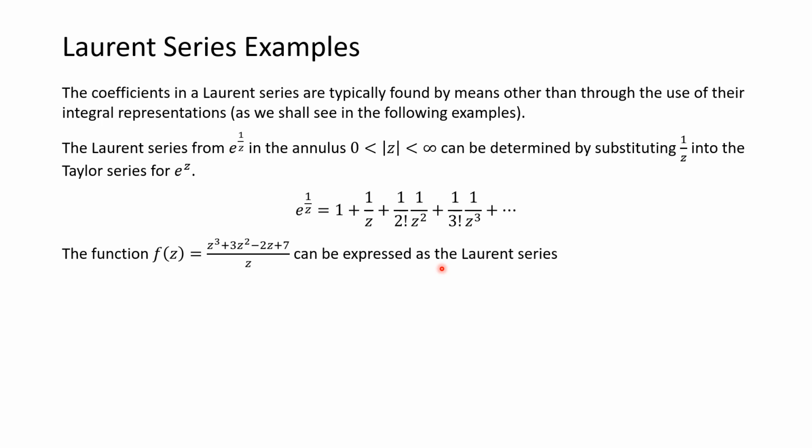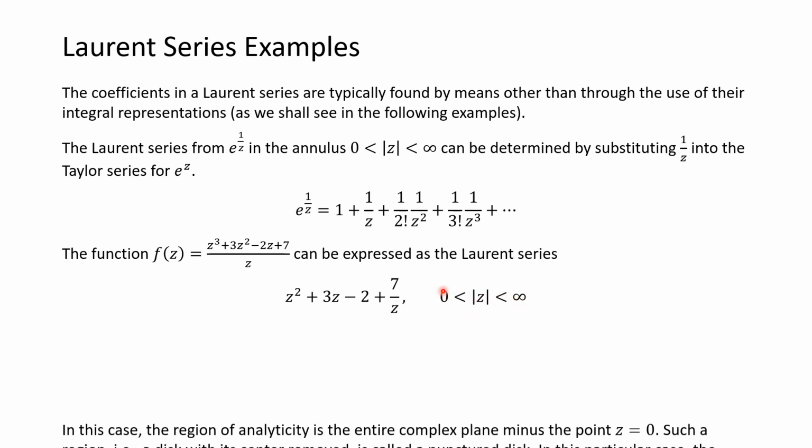So we can do another example. This is even simpler. If we had the function f of z equals this cubic divided by z, of course the function is not defined at z equals 0, but if we divide by z, we get this expression, z squared plus 3z minus 2 plus 7 divided by z, and this is a Laurent series for this function, and it's defined for all points z other than 0.